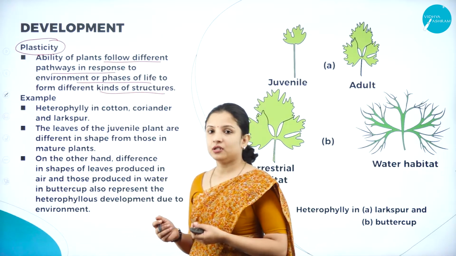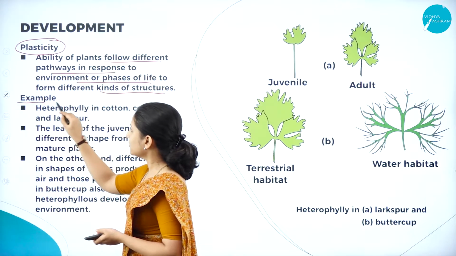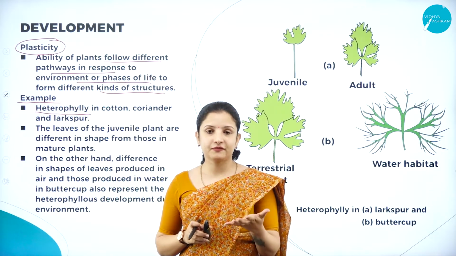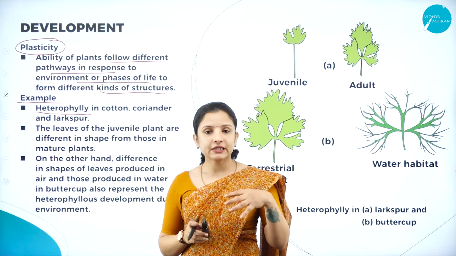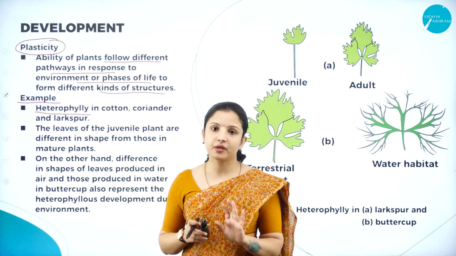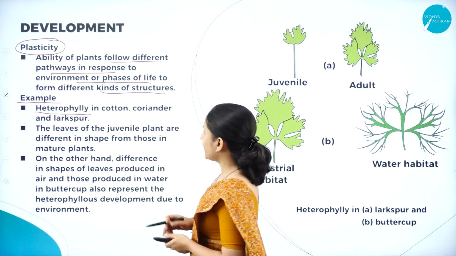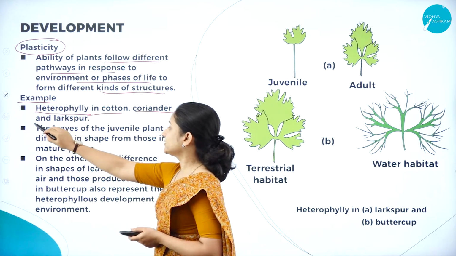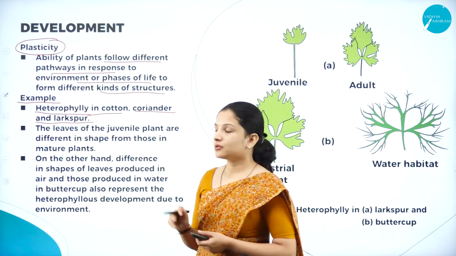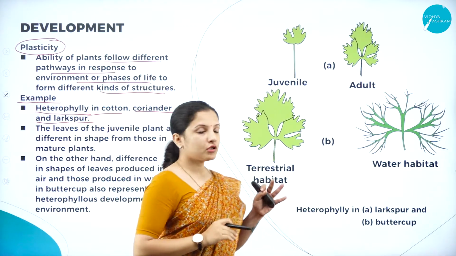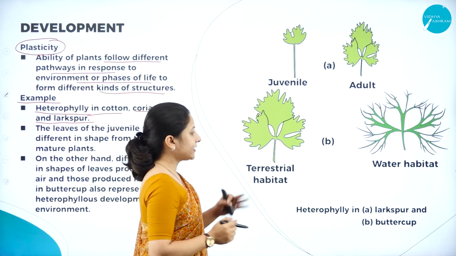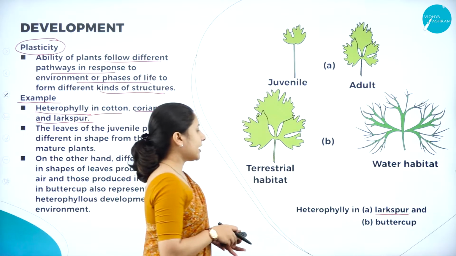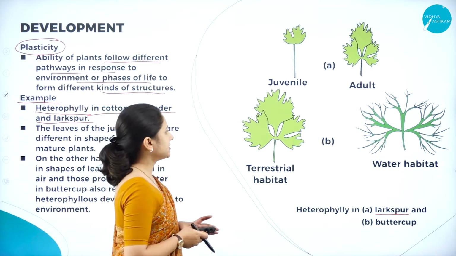Now, taking an example, this is called heterophily. So we can use the word heterophily for that. Hetero means different, phyll means leaf. So leaves exhibiting different structures in one particular plant is called heterophily. Heterophily in cotton can be taken as an example, in coriander can be taken as an example, and one more is larkspur. So first we will see the heterophily in larkspur and in buttercup. In both of these we shall see heterophily.